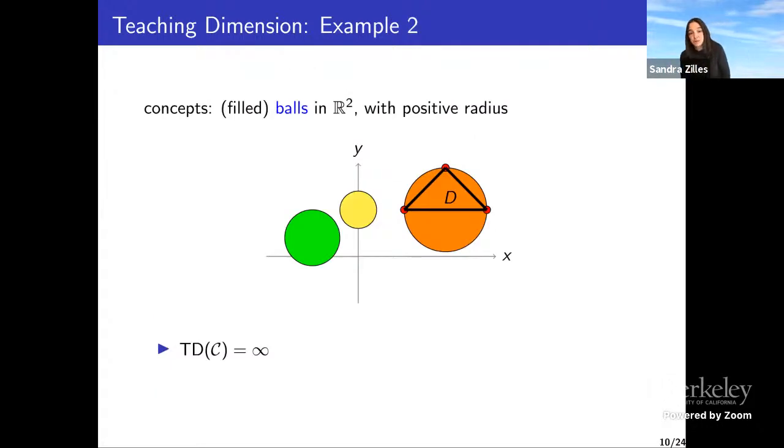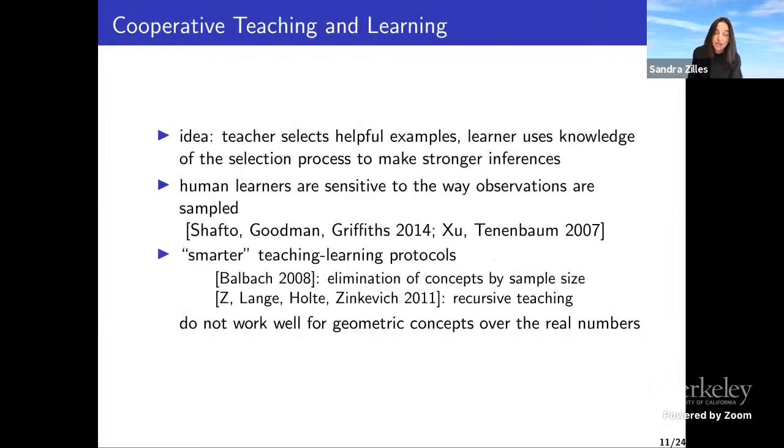However, if we now fill these circles, if we make them filled balls with positive radius, then the teaching dimension is infinite if we do really exact learning, not approximating, because obviously, no matter how many positive examples I put into that orange ball, and no matter how many negative ones I put outside the orange ball, you can always squeeze another ball in between that is consistent. So hence, you cannot teach them exactly.